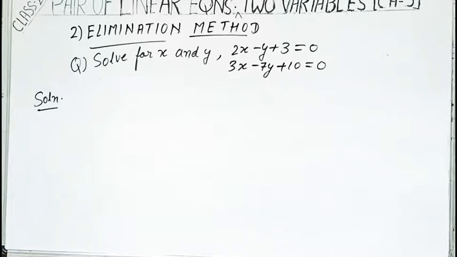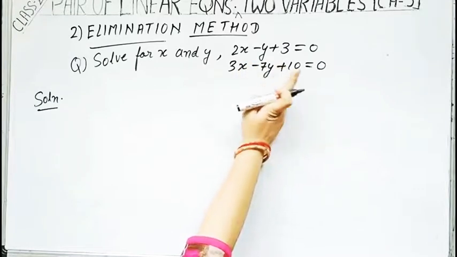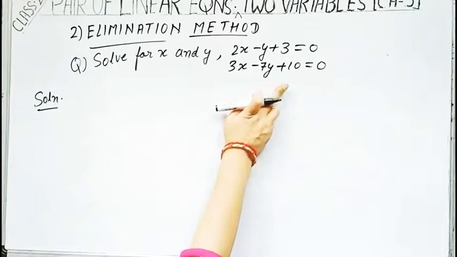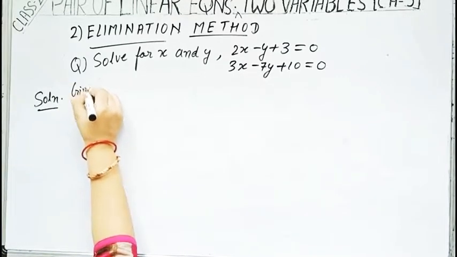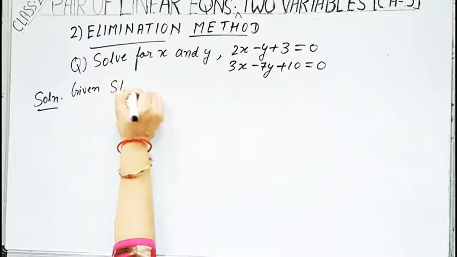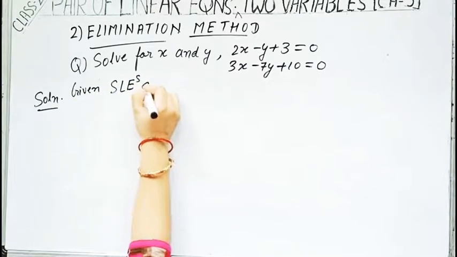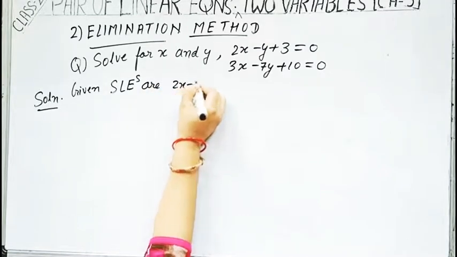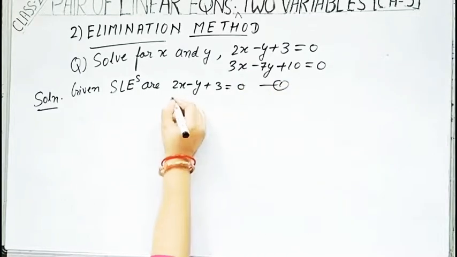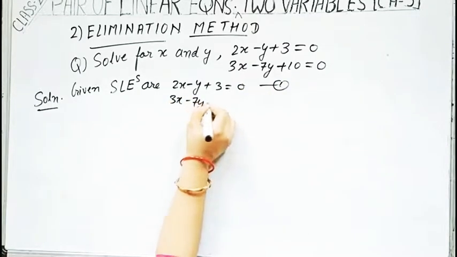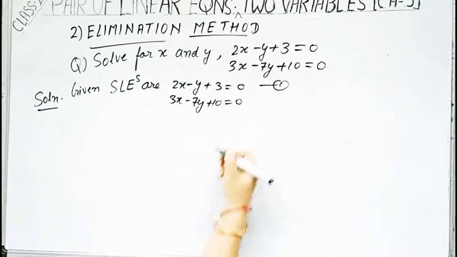So let us do an example to explain the elimination method. The question which I have taken is: solve for x and y. The equations are 2x minus y plus 3 equals 0 and 3x minus 7y plus 10 equals 0. Let us start the solution. Given system of linear equations are 2x minus y plus 3 equals 0 and 3x minus 7y plus 10 equals 0.